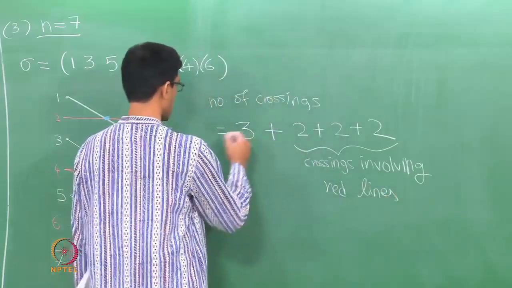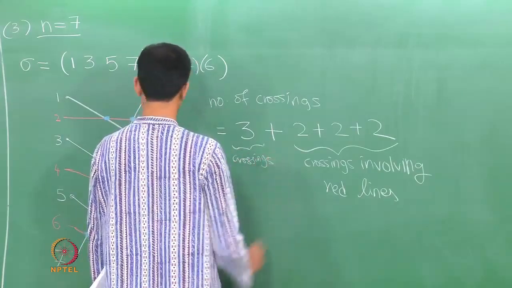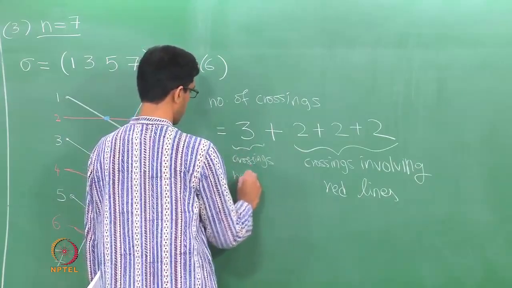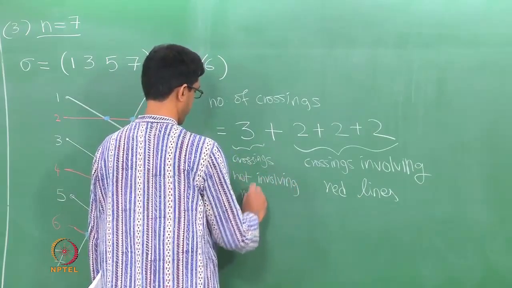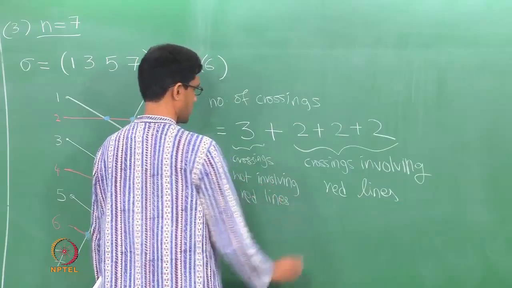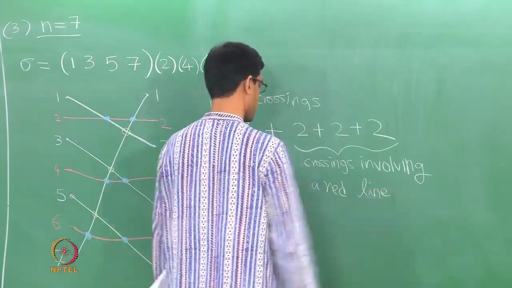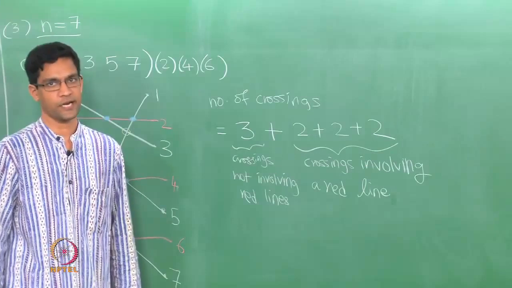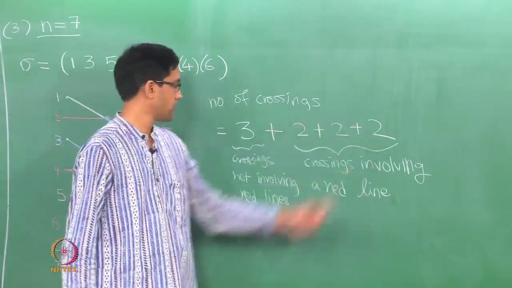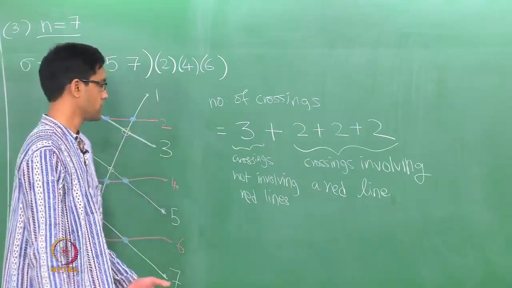Okay, and these are the crossings that only involve the white lines. So these are crossings that don't involve the red lines, so not involving the red lines. So I should say these are crossings that involve at least one red line, so involving a red line. Okay, so you count the crossings in these different ways. You look at the crossings in which at least one of the 2 curves is a red line, that's counted by this, and then you look at the crossings in which you don't think about the red lines at all, only look at the white lines.